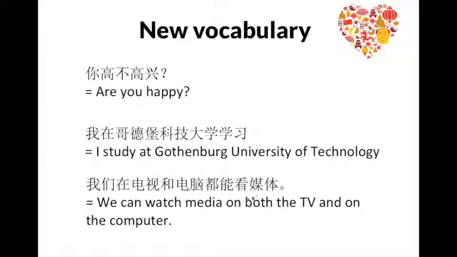能看媒体. 能 can or be able to, 看 see, 媒体 media. So we on the TV and on the computer both are able to watch media. And in English, the order would be we can watch media on both the TV and the computer. So that was actually the final sentence of the entire course.